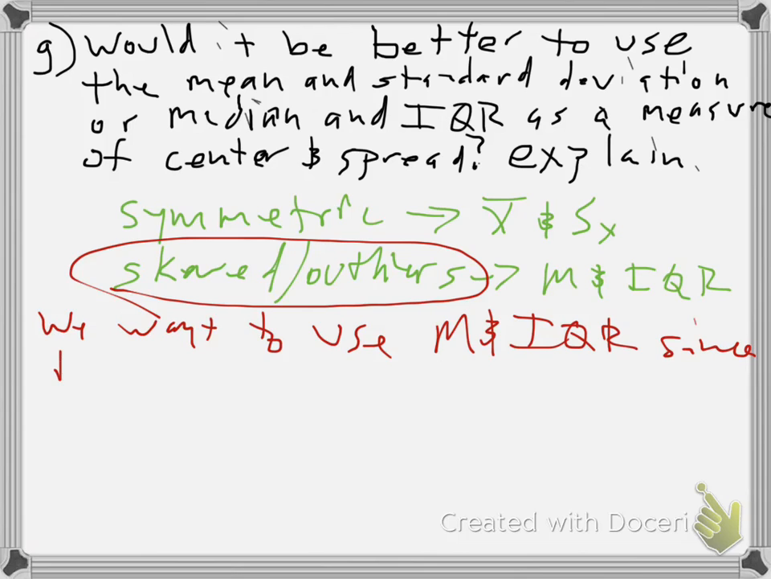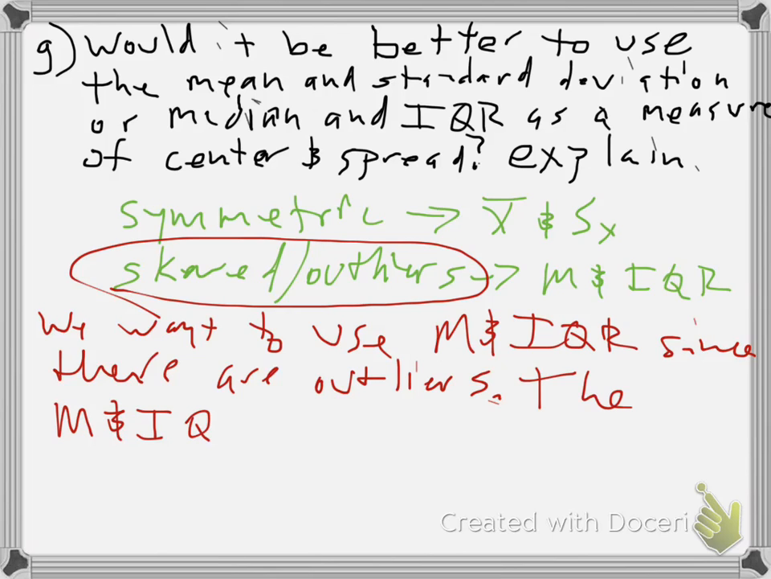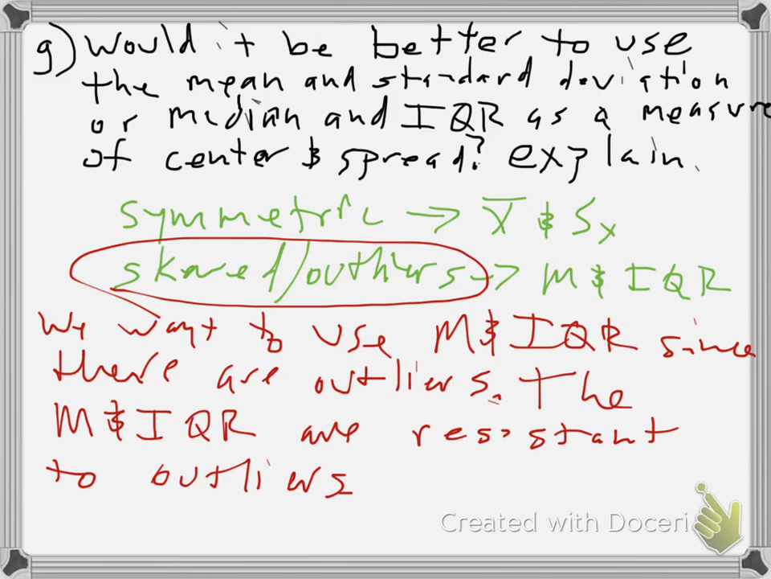since there are outliers. And why? The median and IQR are resistant to outliers. Resistant is a word you need to know. Let me underline that word, resistant. You need to know that. They're resistant to outliers. The median and IQR don't change when there are outliers.